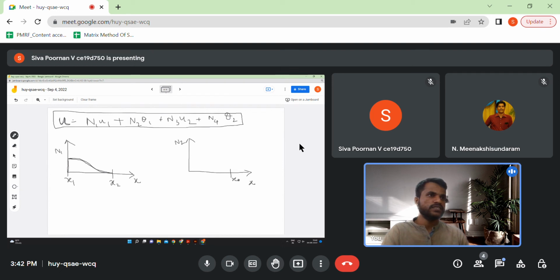N2 is the same as the displacement profile, the entire displacement profile, if u1 was 0 and theta 1 was 1, right? We have done a similar problem while solving for the stiffness matrix, right? So the variation will be like this, and similarly you can solve for N3 and N4.